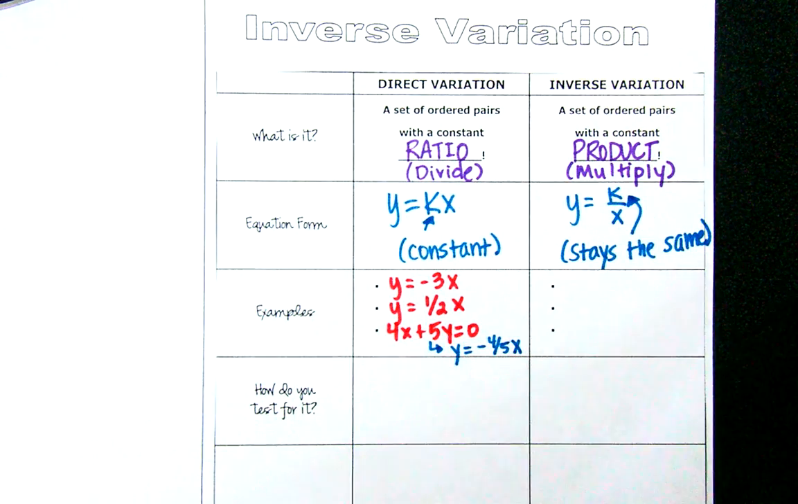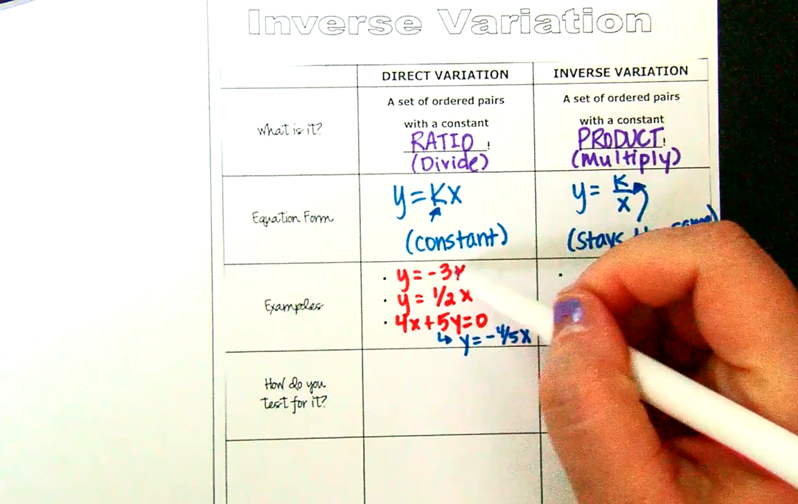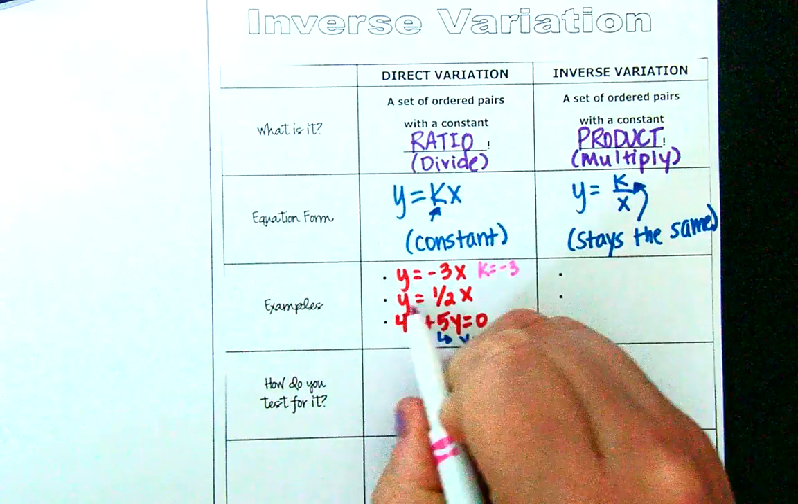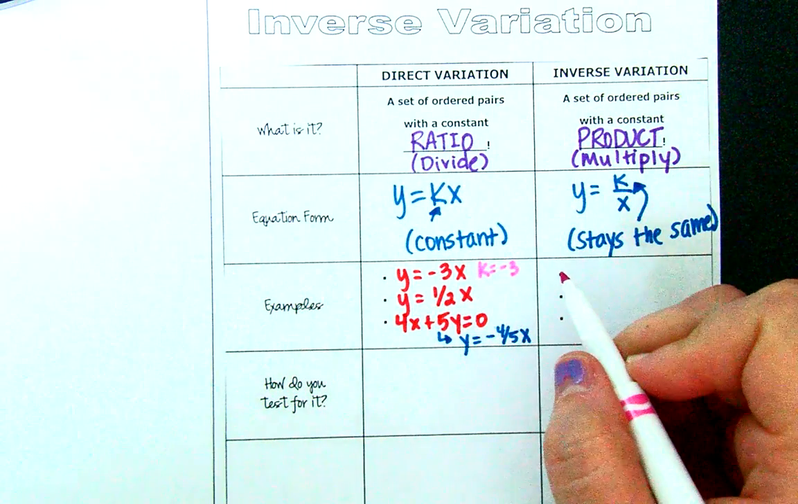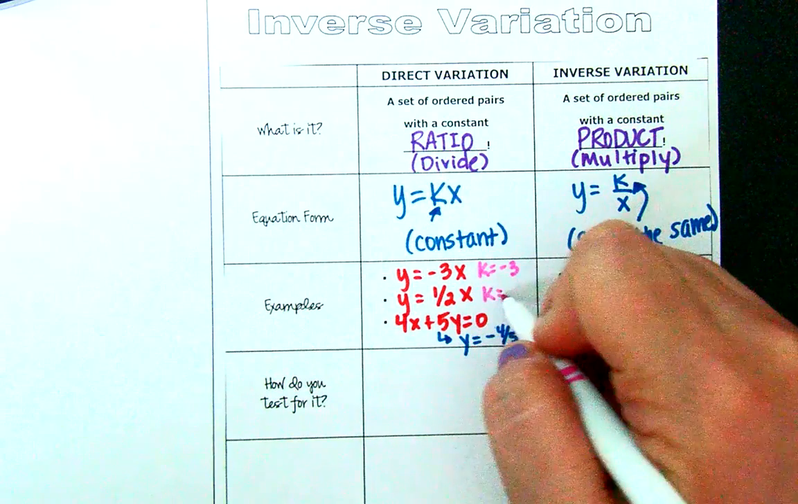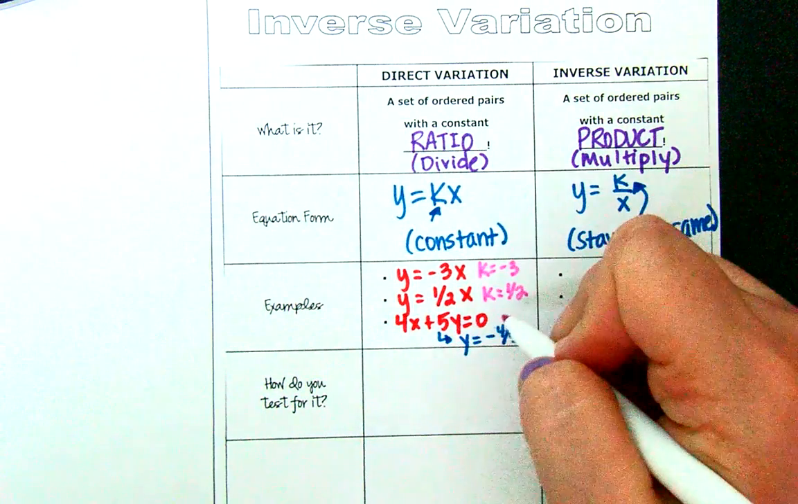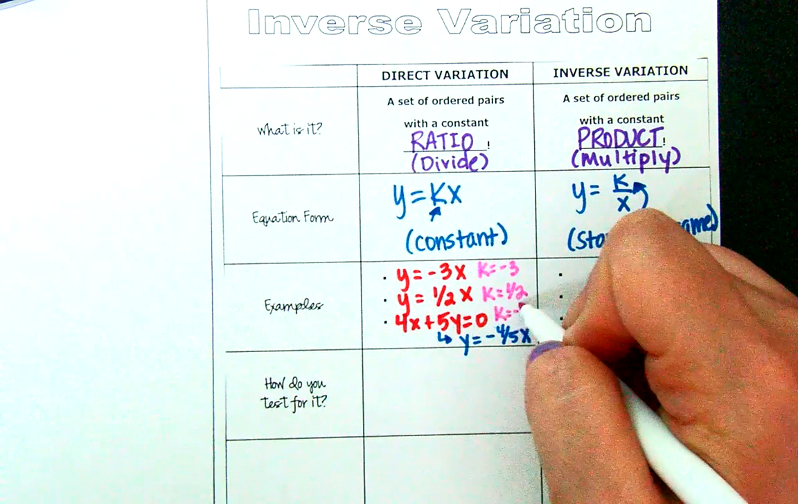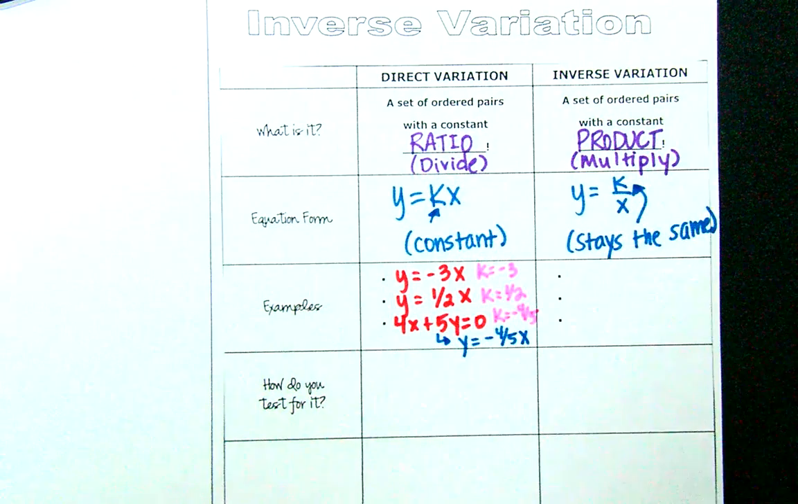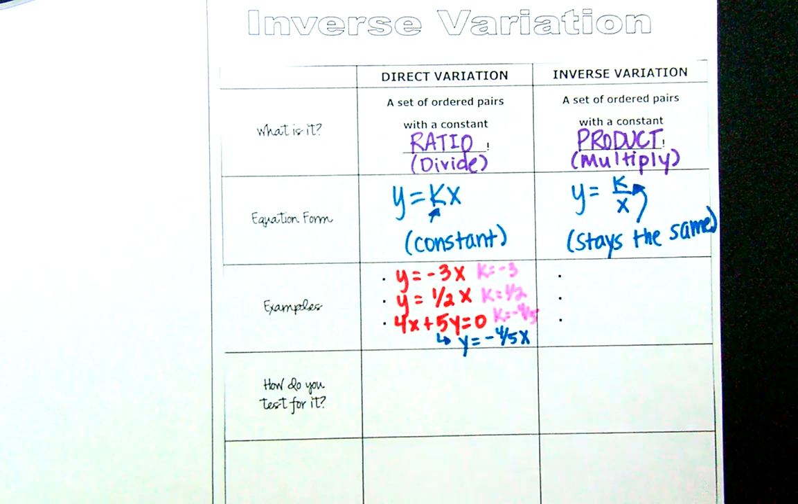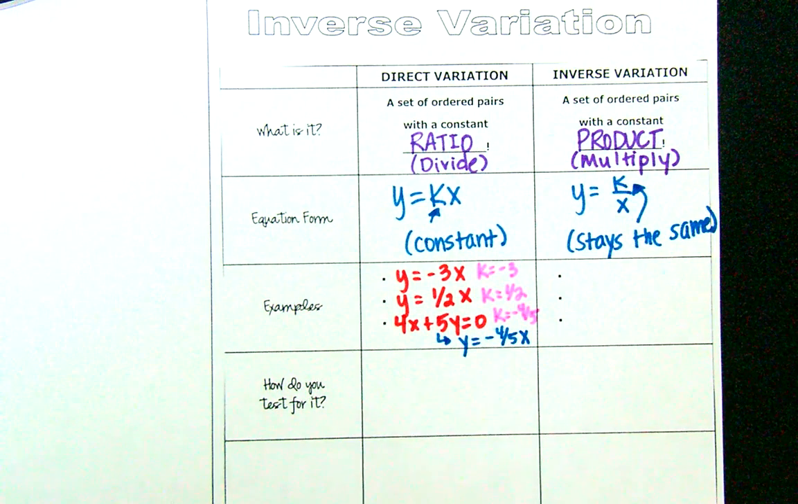So if you look, my constant here, my k here, is negative 3. My k in y equals 1/2 x is 1/2. And then in the last example, my constant is negative 4/5. My k value is in front of x. It's my constant value, the same as slope.